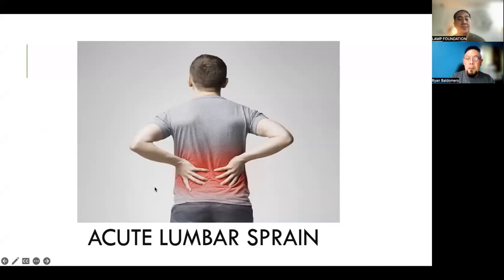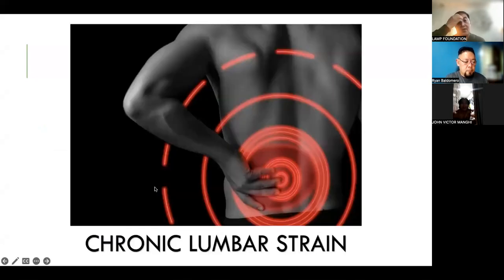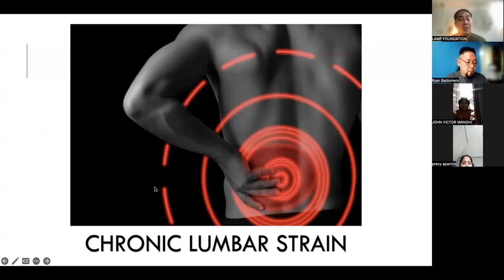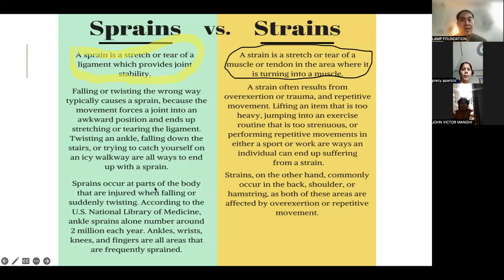Acute lumbar sprain is most commonly caused by indirect external force from improper bending postures and exertion of force. Chronic lumbar strain is usually caused by prolonged bending, improper postures, and congenital malformations. Perhaps you would like to know the difference between sprains and strains. A sprain is a stretch or tear of a ligament. I usually remember L for sprain, SPL, which provides joint mobility, while strains are stretches or tears of a muscle or tendon in the area where it turns into a muscle.